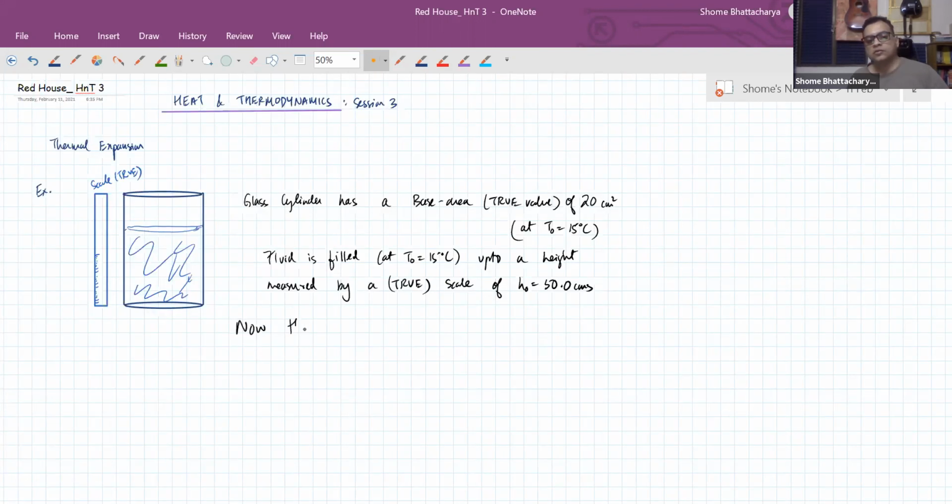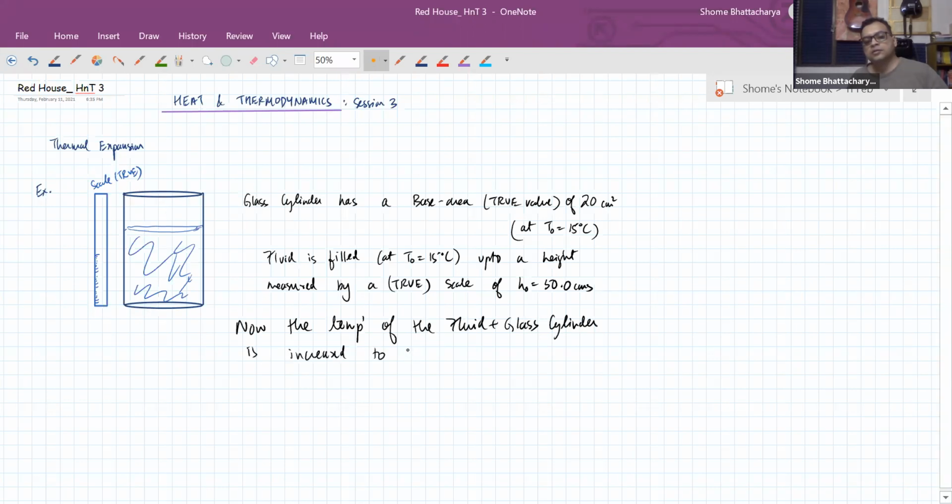Now, the temperature of the fluid plus the glass cylinder is increased to 95 degrees C. Gamma of the fluid is 3 into 10 raised power minus 4 per degree C, and gamma of glass is, let us say, 9 into 10 raised power minus 6 per degree C.